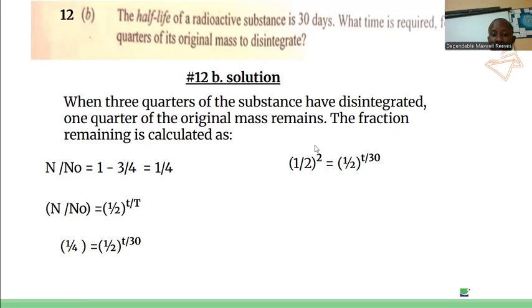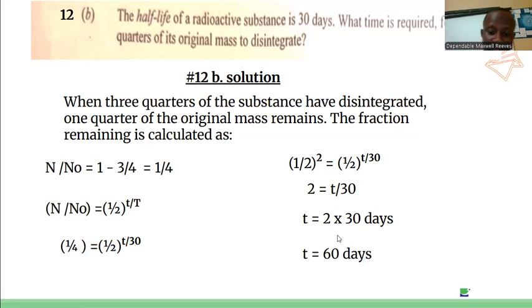So what will remain will be 2 equal to t divided by 30. So we can write it down as 2 is equal to t divided by 30. We can now do our cross multiplication. t times 1 is t, and 2 times 30. So we have t is equal to 2 times 30 days. So multiplying 2 by 30, we have 60 days. So this is the answer to WASSCE 2025 question number 12B.